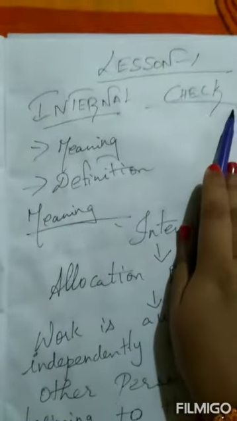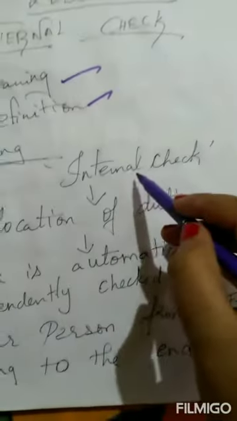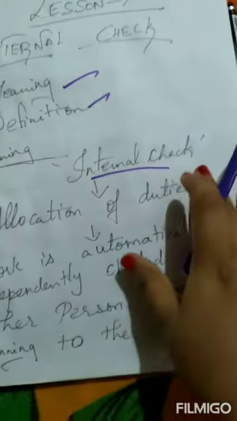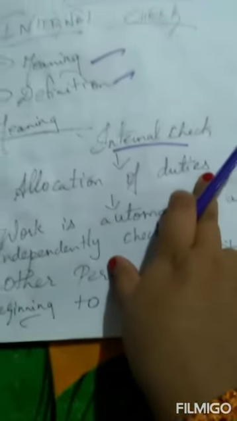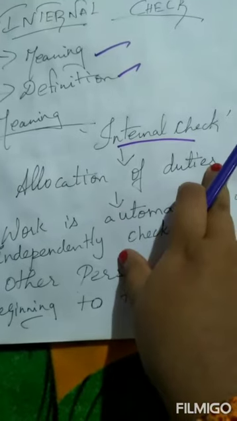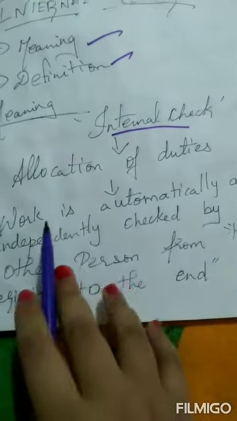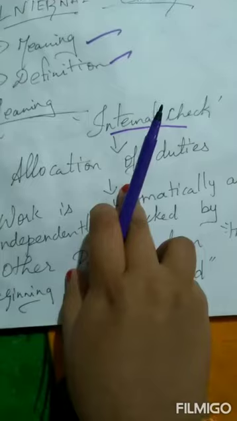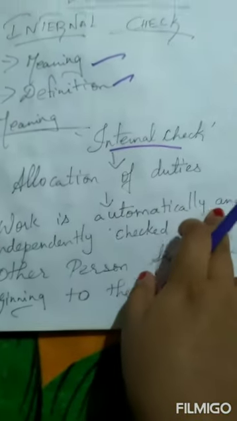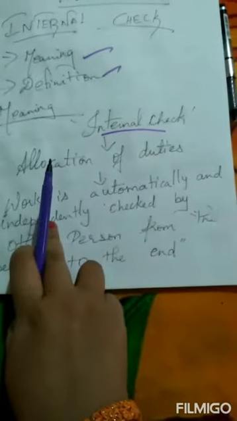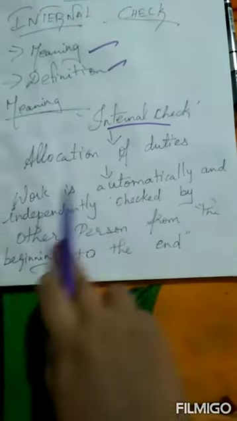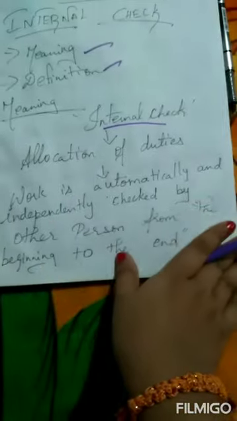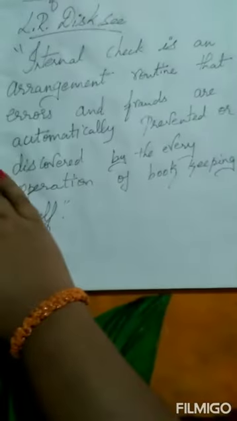First lesson, internal check, meaning and definition. Okay. Internal check. What's meant by internal check? Allocation of duties for the employees in the organization. Okay, the work is how they will work. Work is automatically and independently checked by another person from the beginning to the end. From the beginning to the end, I'll show you how it is.